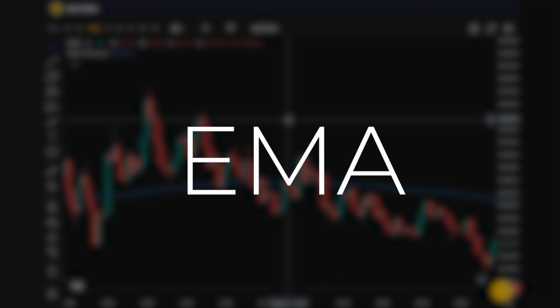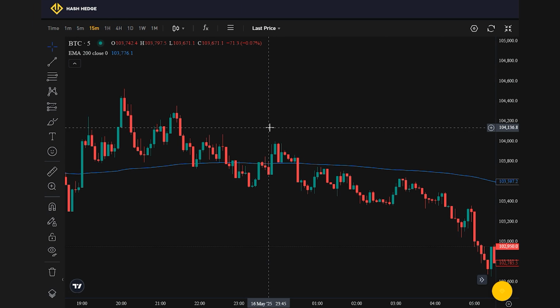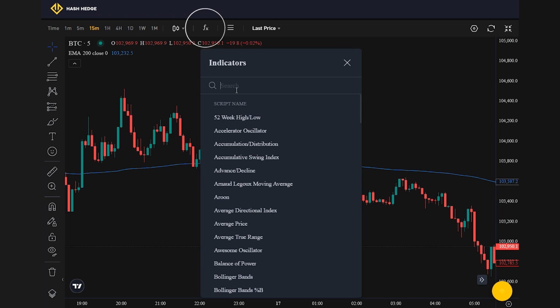And the third indicator that is used in the strategy is moving averages. Exponential moving averages, with a period of 200.